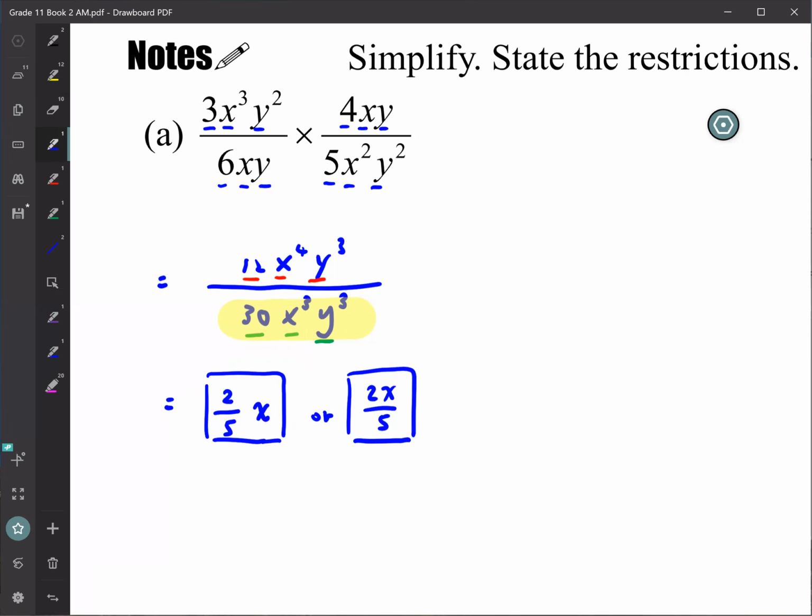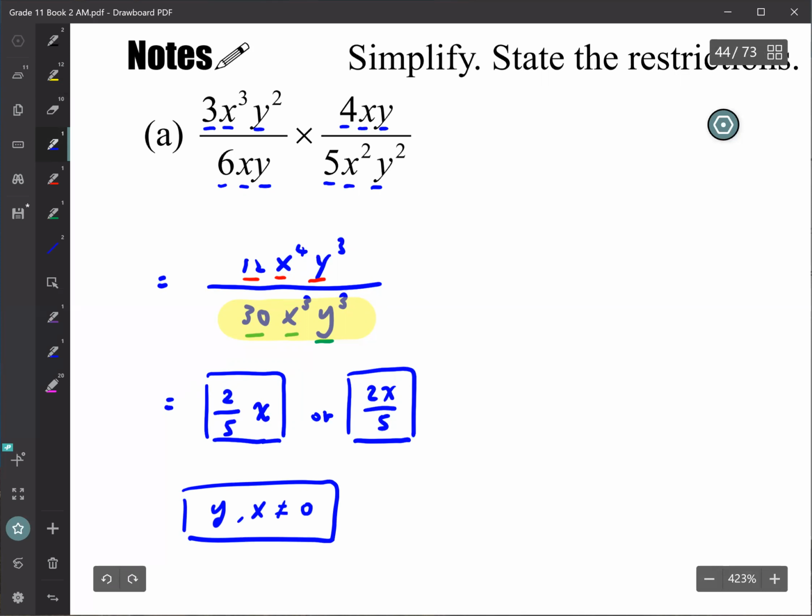So you have a restriction on the x, right? It's alone, so x cannot be 0. And then y is also alone, right? So you have y and x. Okay, so you have restrictions and the simplified expression together. This is your answer. Your answer always includes two parts: restrictions and the simplified expression.